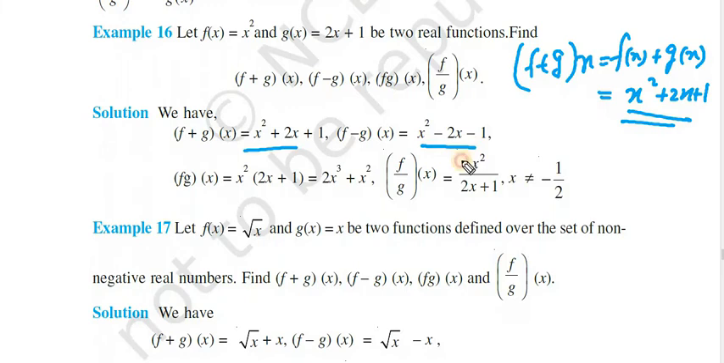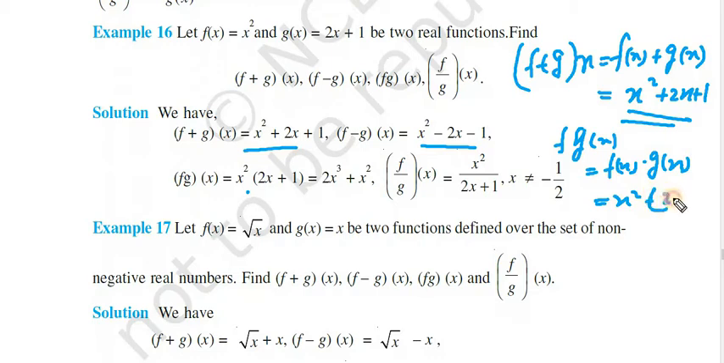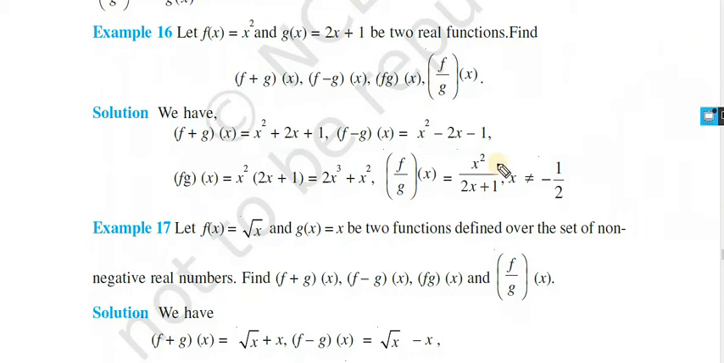Similarly, (f minus g)(x) will be this. And for f into g, you know the definition: (fg)(x) is equal to f(x) g(x). But f(x) is x squared, and g(x) is 2x plus 1. So you just multiply this, giving 2x cubed plus x squared. Okay, like this. Similarly, this is what?